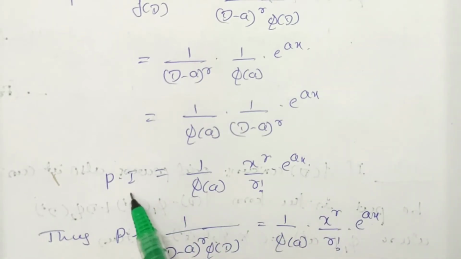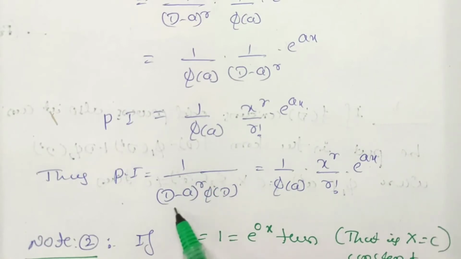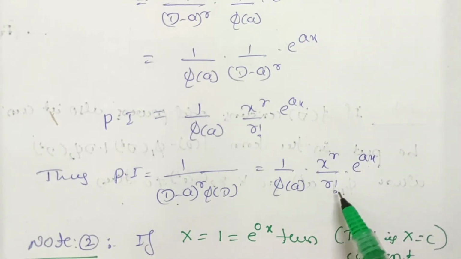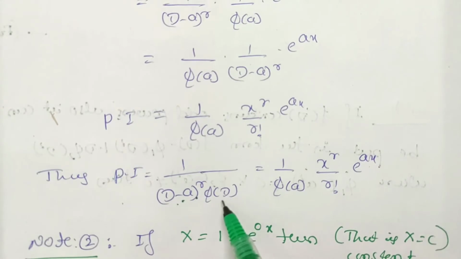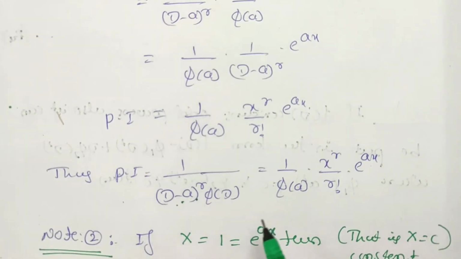So this is the particular integral when the function f of D is 1 by (D minus a) raised to r phi of D. It equals 1 by phi of a into x to the power of r divided by factorial r, e raised to ax. That is, this term becomes 0, this term will not be 0. In such case, you have to use this formula. So this concept will be very clear after solving some examples.